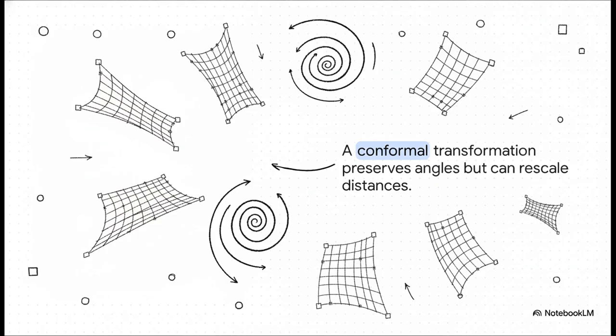Just look at this grid on the screen. See how it can be stretched or shrunk or warped, but the angles stay the same. Every single corner is still a perfect 90 degrees. That property, preserving the angles no matter what, is the absolute key to everything we're about to talk about.